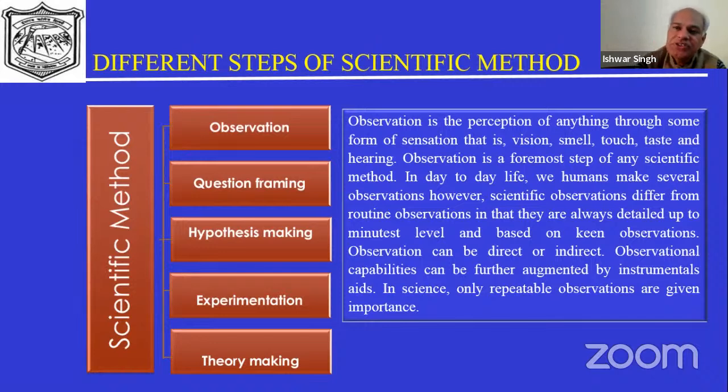The direct observations are those which we are making through our senses directly. But some of the observations are made indirectly also. For example, the perception of the dark. Is it direct or indirect?